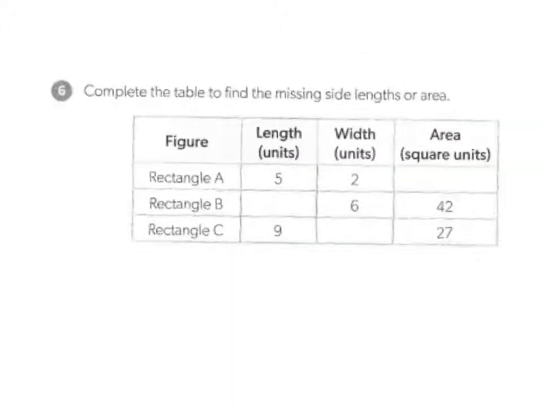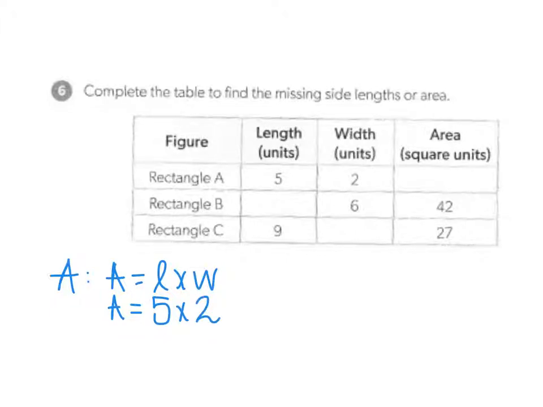Let's take a look at number 6. It says to complete the table to find the missing side lengths or area. So for rectangle A, the area we know is A equals length times width. Go ahead and solve the area for rectangle A. Pause the video while you work and replay when you are ready. So I know that A is equal to the length, which is 5, times the width, which is 2. So A is going to equal 5 times 2, which I know is 10 square units.